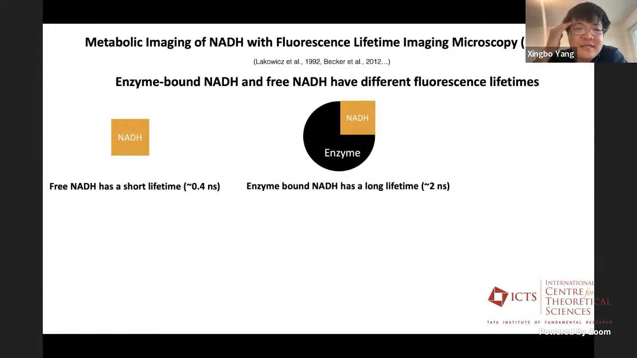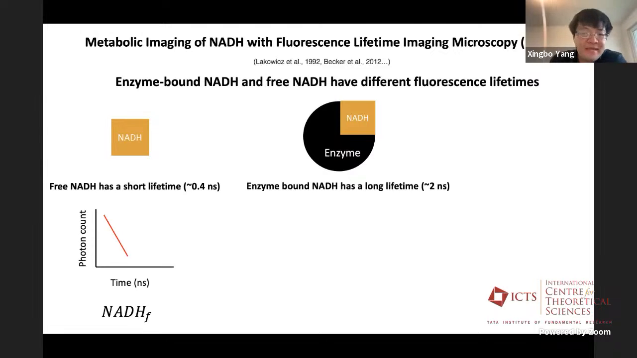So the cool thing is NADH free and NADH bound have very different lifetimes. When free, they have a short fluorescence lifetime of 0.4 nanoseconds. That means you shine a pulse, and you expect on average to get a photon after 0.4 nanoseconds. But when they are bound, the conformation changes. I don't know too much about the photophysics details, but empirically, we know that if they're bound, the lifetime increases to, for example, 2-3 nanoseconds. It depends on exactly what kind of enzyme they bind. They might have different variations, but it's many times more, right? So now if it's bound and you shine a pulse, you expect to see a photon after 2-3 nanoseconds.